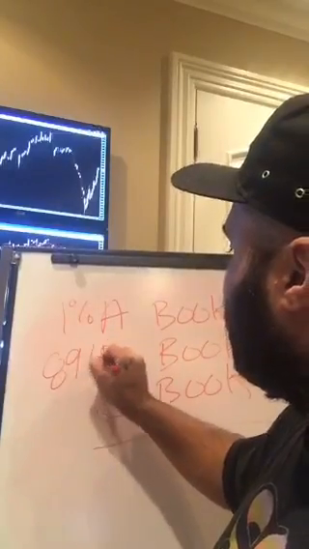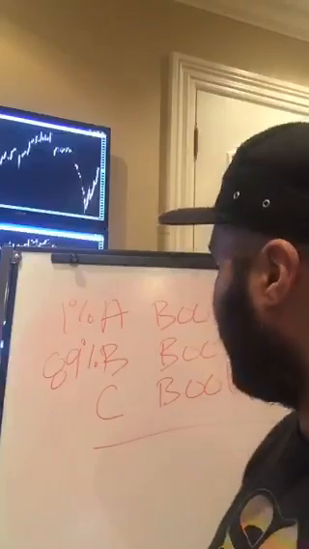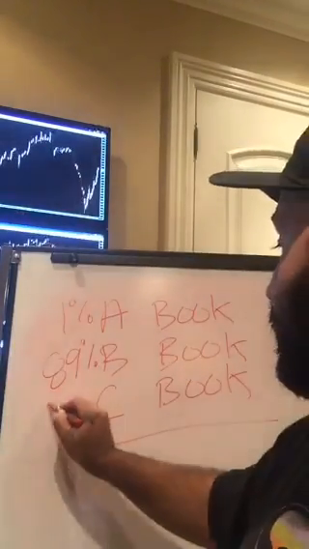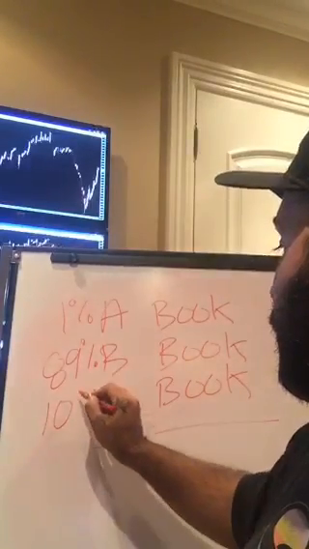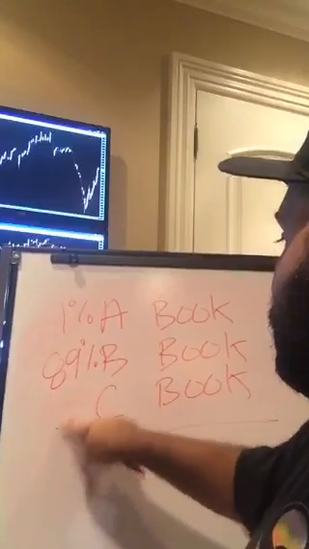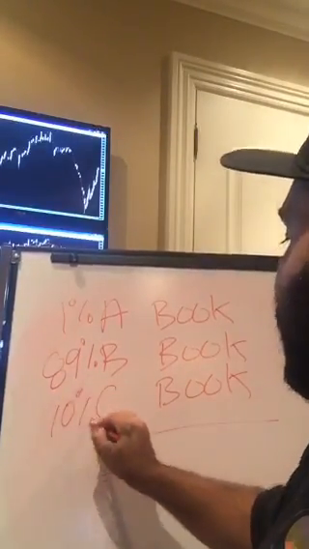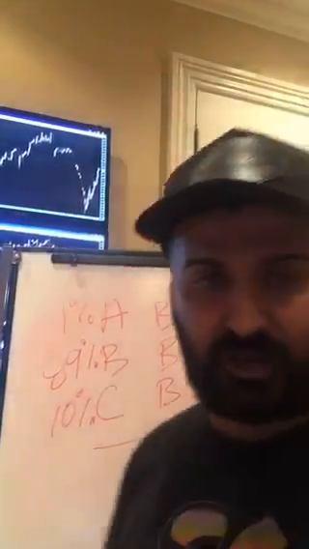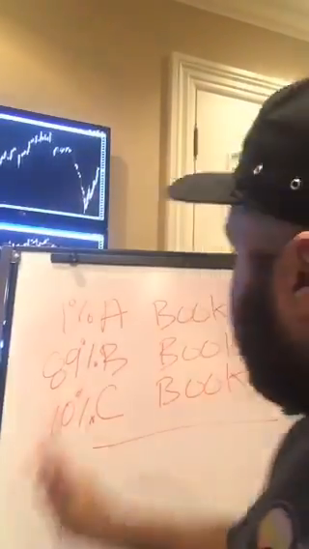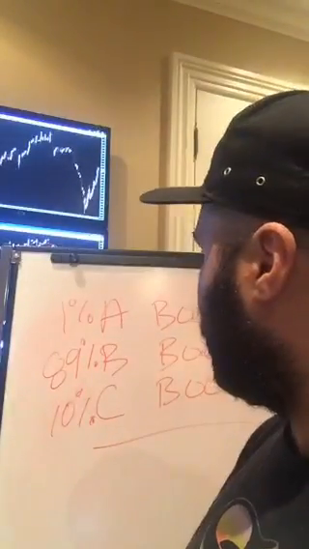89% are in the B book. Okay? 89% are in the B book. 10%, oh, sorry. Yeah, 10% are in the C book. Okay? 1% go in the A book, 89% go in the B book, 10% go in the C book.